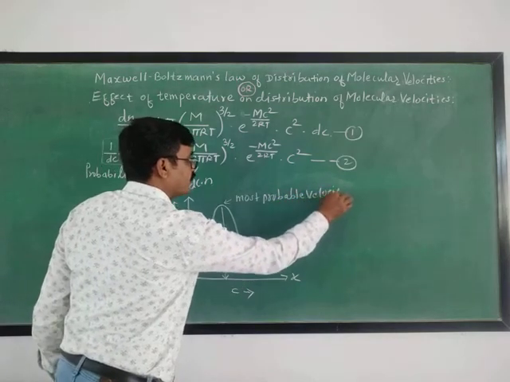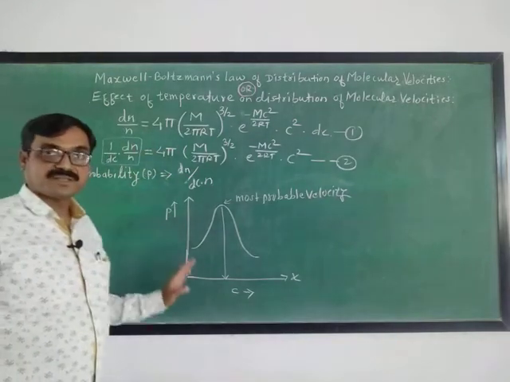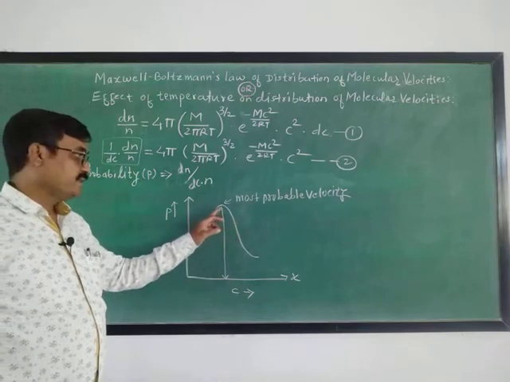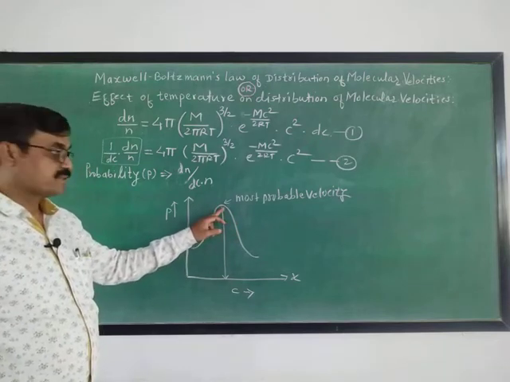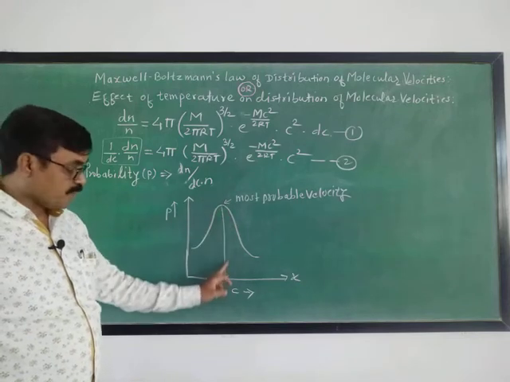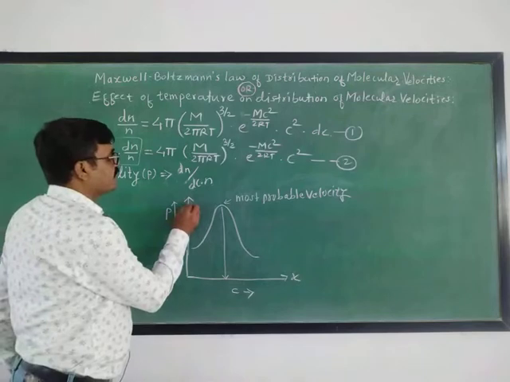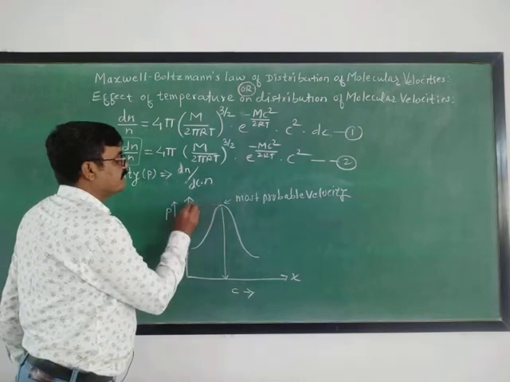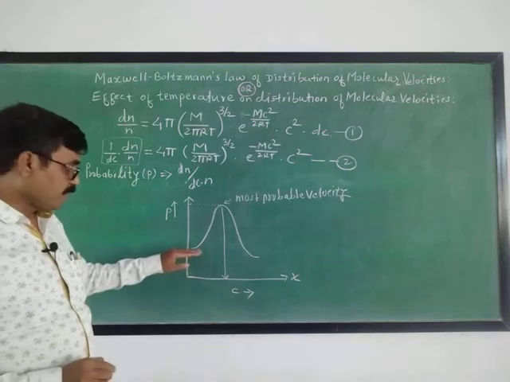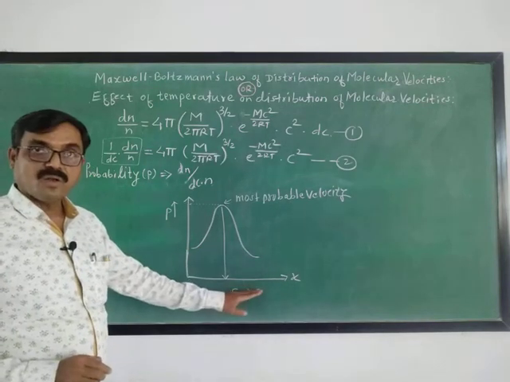Which velocity? Most probable velocity. Means if we plot a graph of probability versus velocity, then the curve is obtained, and this peak indicates the most probable velocity. That is the velocity possessed by maximum probability, that is, the most number of molecules, and the minimum number of molecules have very low velocity and very high velocity.